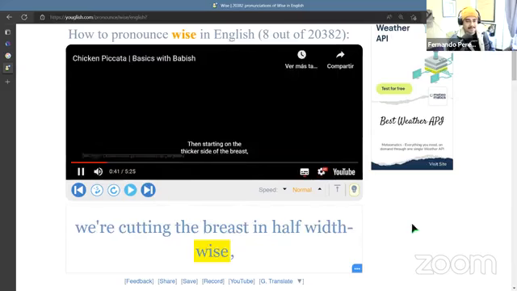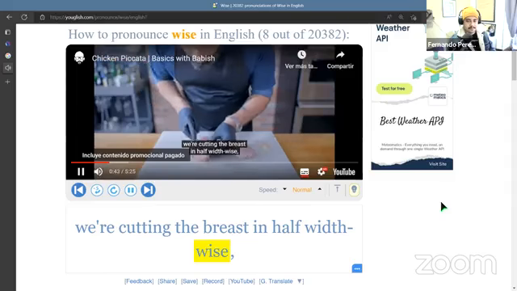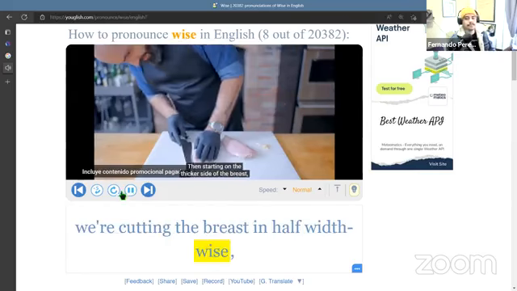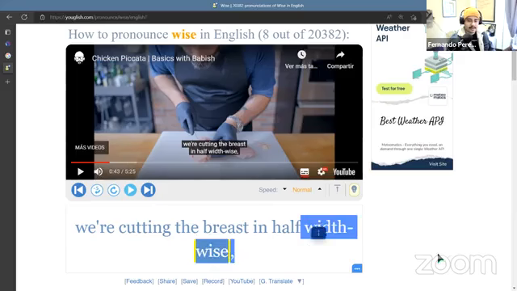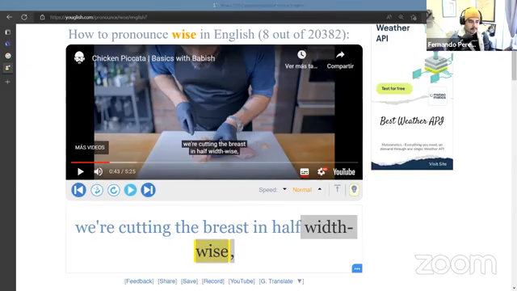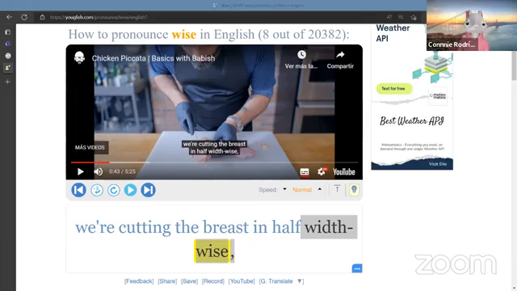Okay. Side of the breast, we're cutting the breast in half widthwise, opening it up like a book. Then side of the breast, we're cutting the breast in half. What an excellent thing. He's teaching you how to cut the chicken breast. We're cutting the breast in half widthwise. What's the meaning of this? I don't understand it.